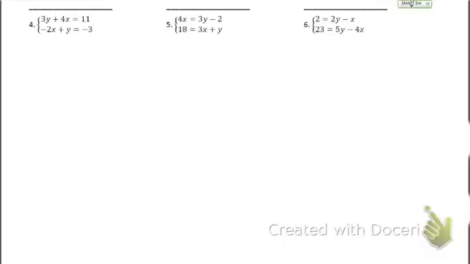Okay, a question like number 4. 3y plus 4x equals 11. Uh-oh. There are no variables that are already solved for. So let's look at the number 4. Look at both equations. Talk with your neighbor, come up with a plan. Is there a variable that seems like it's really easy to solve for pretty quickly? In either equation, it does not matter which. Is there a variable that seems like it might be easy to solve for?